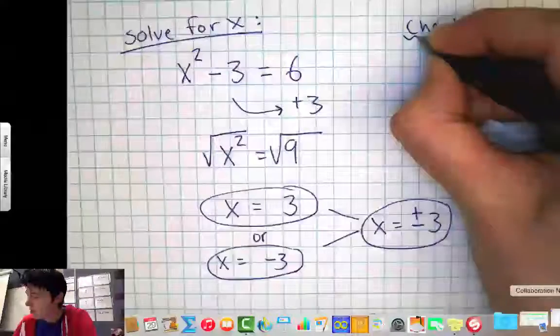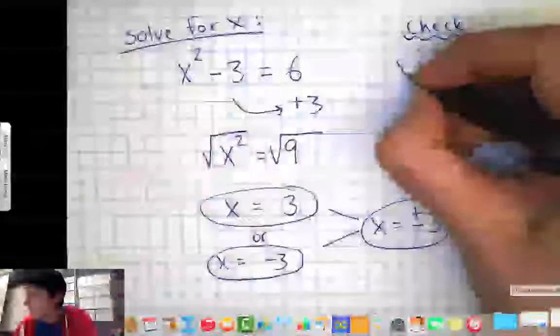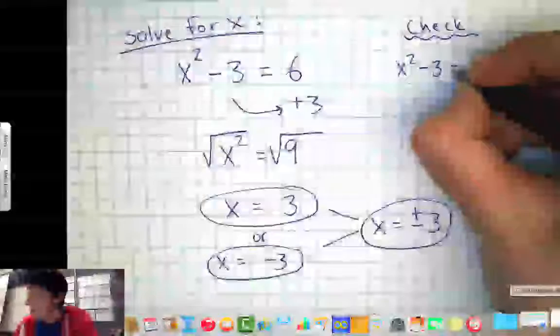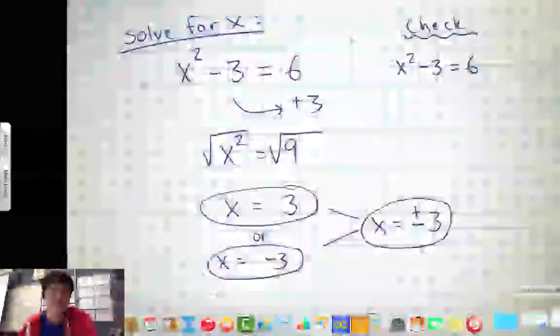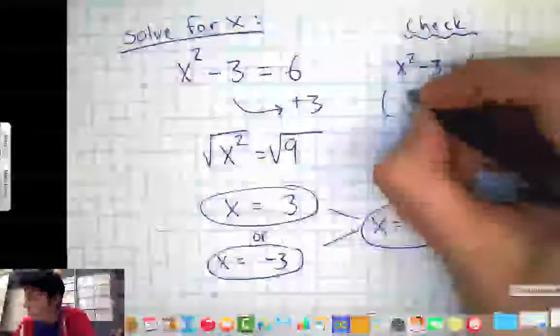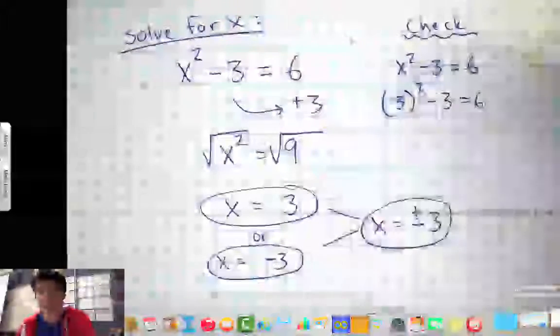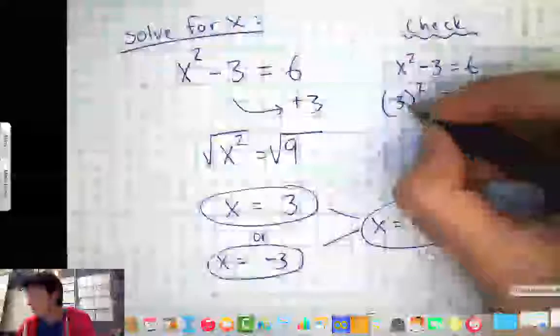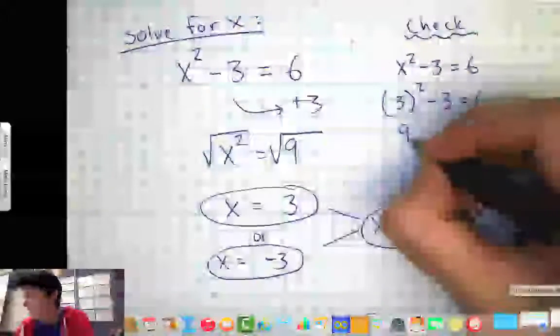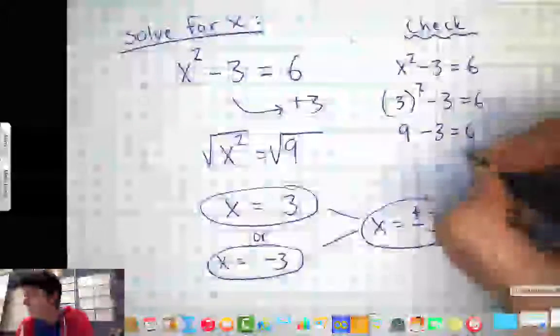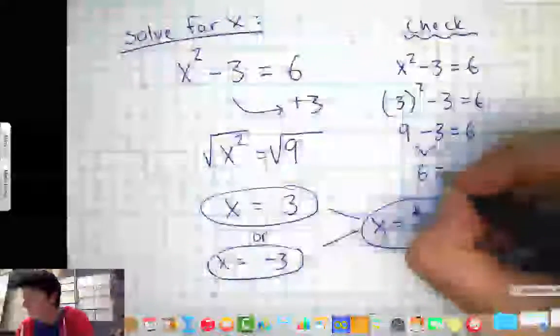Let's do a check. Remember the problem was x squared minus 3 equals 6. I'm going to check 3 and make sure it works. So now it's going to be something squared minus 3 equals 6. I'm going to put 3 in there. What's 3 squared? 3 times 3 is 9. Minus 3 equals 6. Yeah, 9 minus 3 is 6, so 6 equals 6.